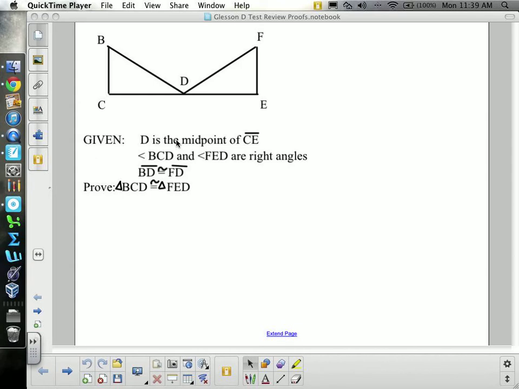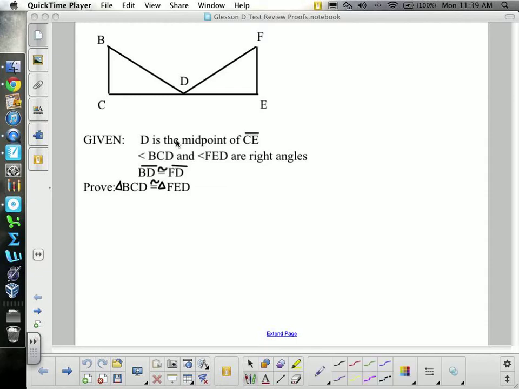I'm going to start with a couple of these proofs. And this is the exact one that you have in front of you right now. D is the midpoint of CE, angle BCD and angle FED are right angles. BD is congruent to FD. Prove the triangles are congruent.